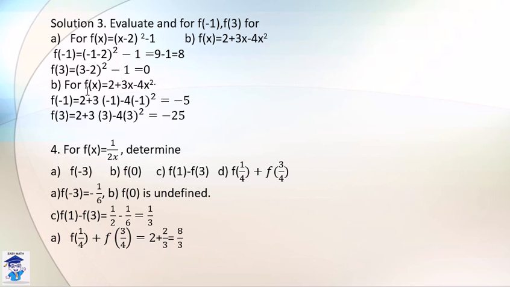And for number b, plug x equal -1 into the function y equal 2 plus 3x minus 4x squared. So we can get this answer is -5. And when x is 3, f(3) equals 2 plus 3 times 3 minus 4 times 3 squared, which is -25.